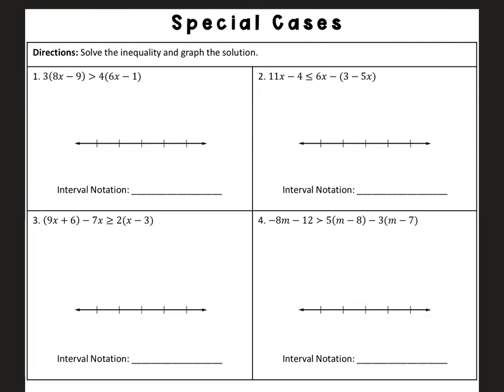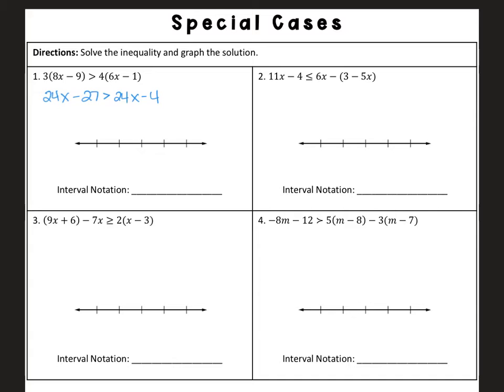All right, I quickly just wanted to go over some special cases when you're solving inequalities. So 1 and 2, 3 and 4, we're going to solve just like we were in the last 2 examples. So in this first example, we're going to solve it like it's an equation. So we're going to use the distributive property, distribute that 3 to each term, and then on the right side, distribute that 4 to each term. So we get 24x minus 27 is greater than 24x minus 4.